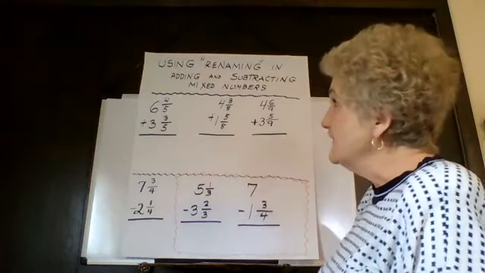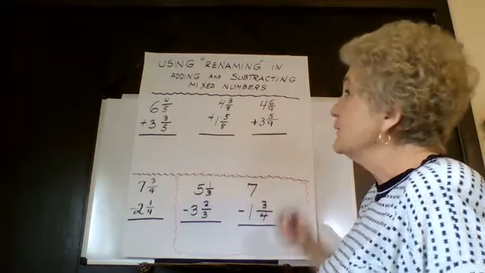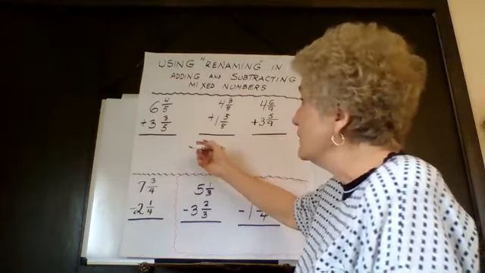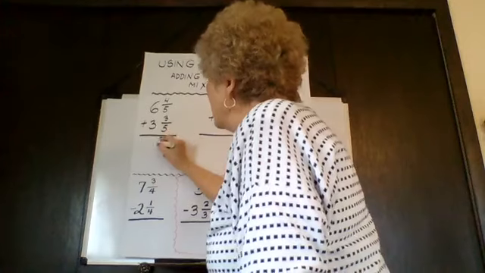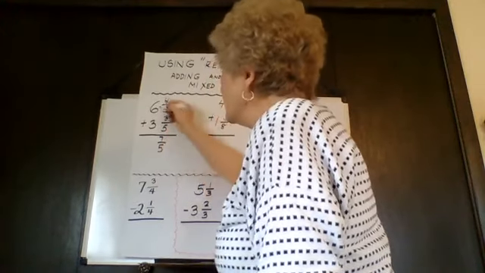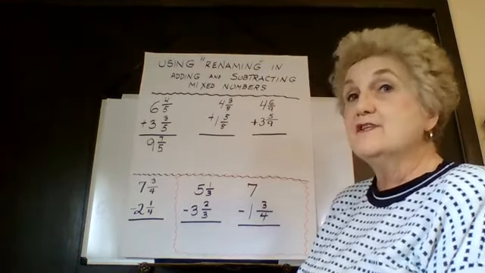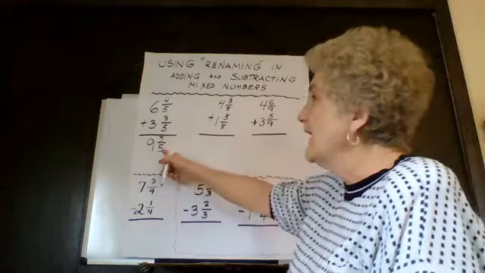Like in 6 4/5 and 3 3/5, we're going to add the numerators because the denominators are the same. 4 plus 3 is 7 over 5, and 6 plus 3 is 9. But when you look at that, do you see something wrong with it? That 7/5 is improper. So let's work on that first.